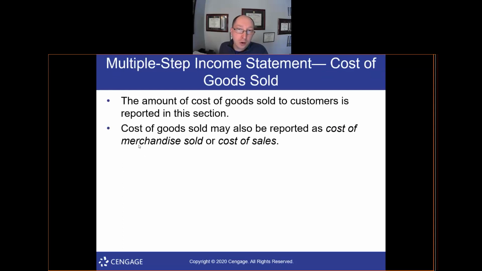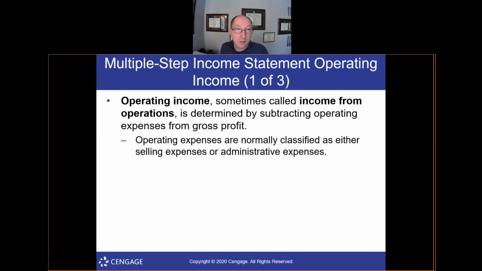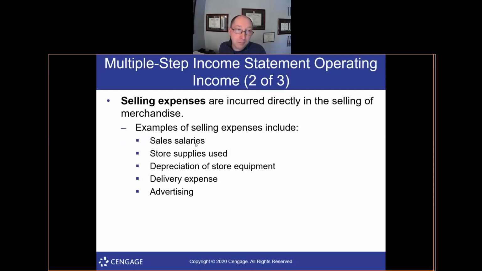The cost of goods sold to customers is reported in cost of goods sold. So sales minus cost of goods sold equals gross profit, sometimes called gross margin. Minus operating expenses equals operating income.